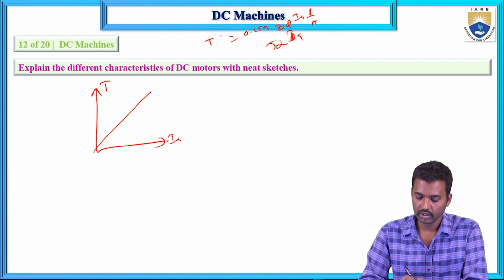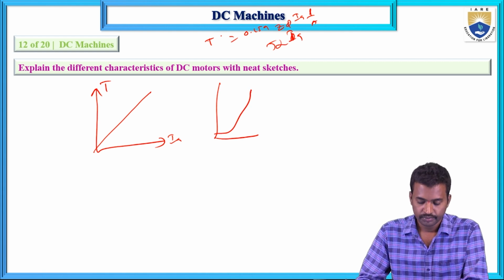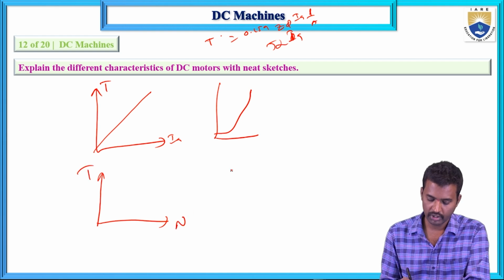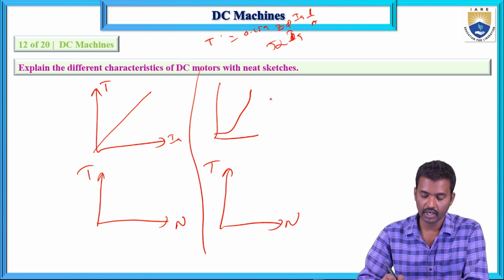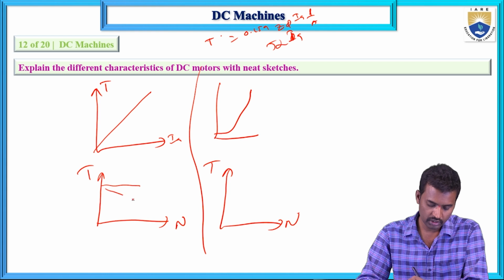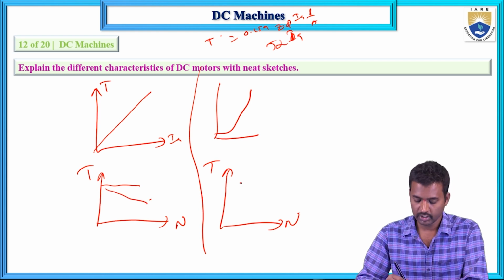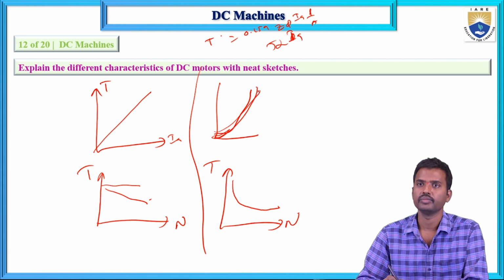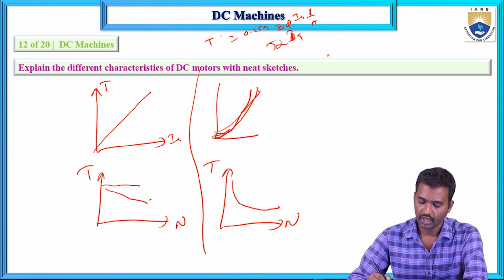Now the torque characteristic for the series motor, the diagram should be like this. Next, the torque speed characteristics: this is the torque and speed, for shunt and for series. For this case this is the diagram, a rectangular hyperbola. This one is a straight line. Here the straight line passes through the origin, and here the parabola. So these are the torque speed and torque and armature current characteristics.